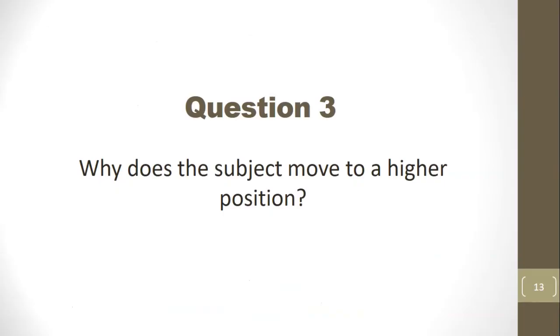Question 3. Why does the subject move to a higher position? So having established that the subject starts out inside the specifier of the verb phrase for semantic reasons so that its theta roles can be assigned, the next question we might want to consider is why would the subject need to move to a higher position at all? Why couldn't it just stay in its base position inside the specifier of the verb phrase?